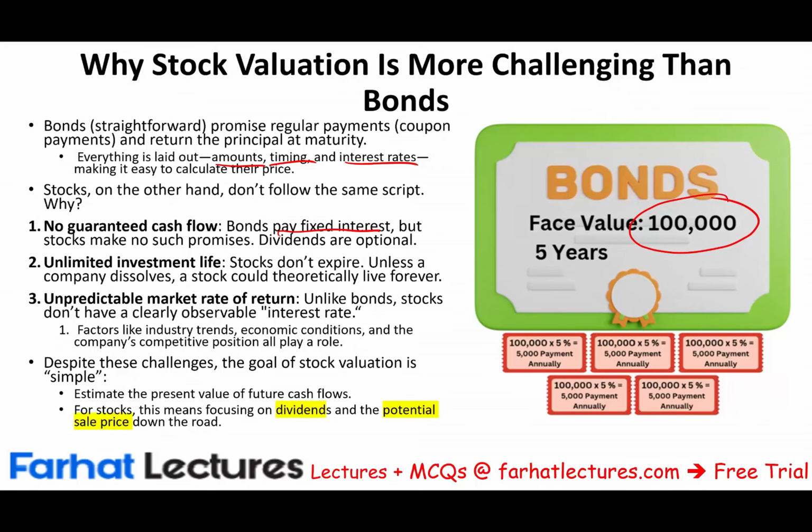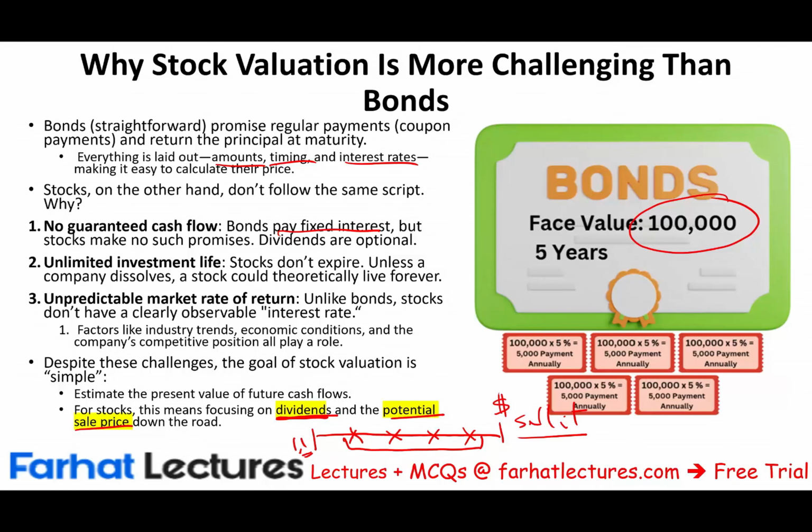For stocks, this means when you want to value a stock, you would focus on the dividend of the stock. It means what the stock would give you back and the potential sale price down the road. So when you invest in a stock, here's what you look at. In theory, you would say this stock will pay me a dividend every year, and at the end of its life, I am going to get a certain amount of money when I sell it. So what you do is you discount those things. You discount the selling price, you discount the dividend, and this is how you determine your price today.